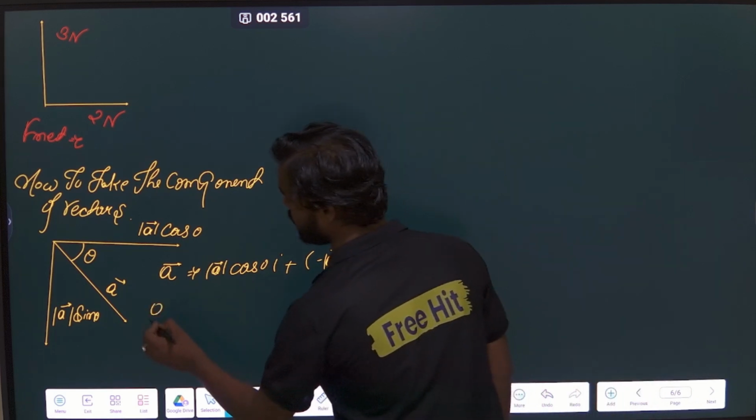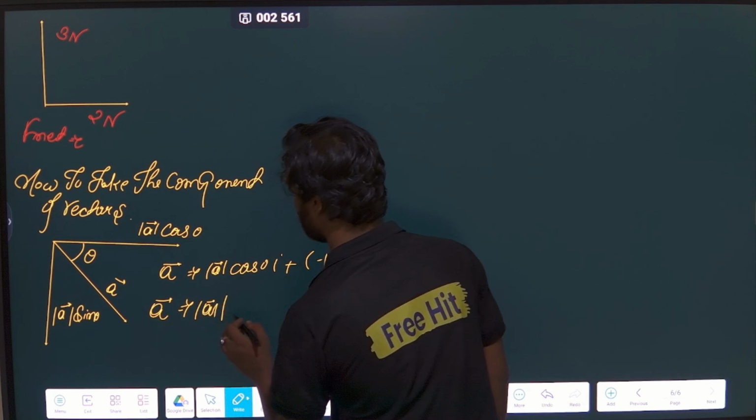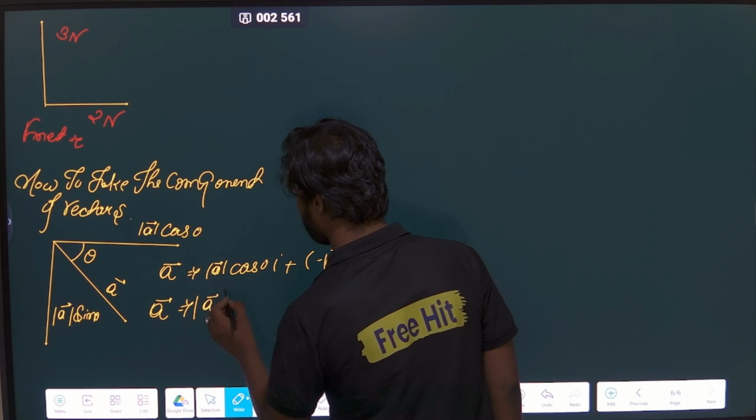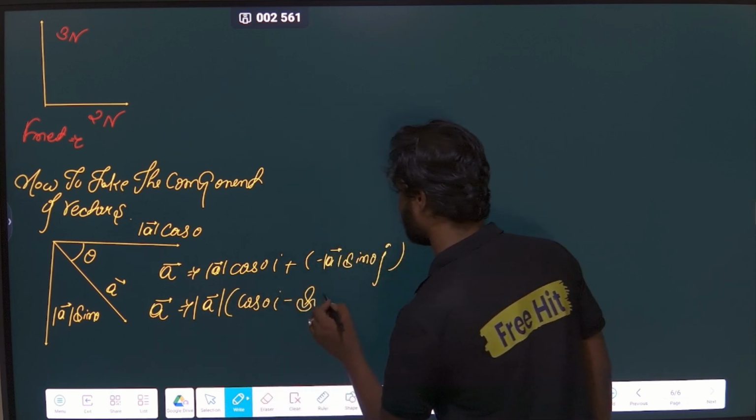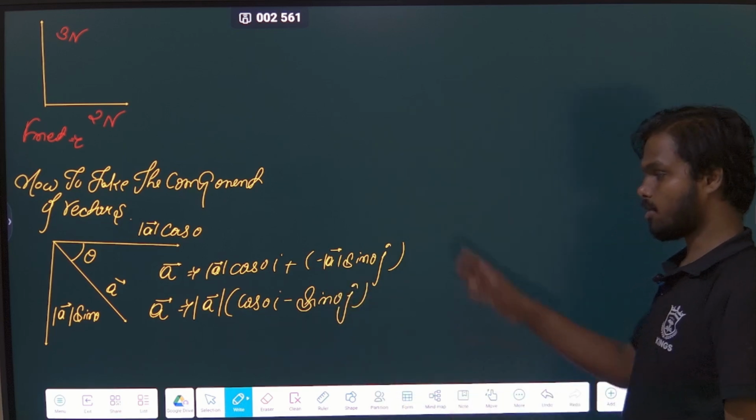So the complete A vector will be equal to how much? That is mod of A vector into cos theta i cap minus sin theta j cap. Clear? This is my A vector. This is how you take the component.